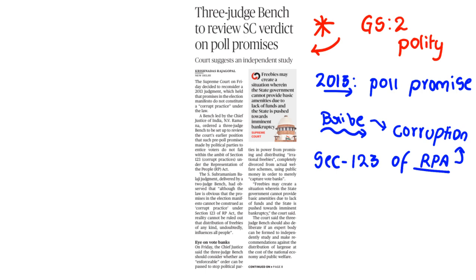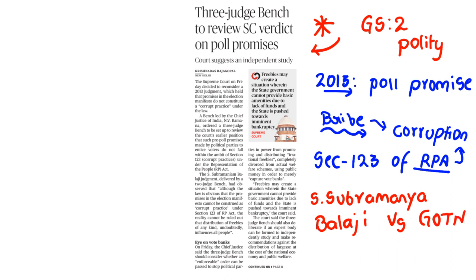So in 2013 one person went to court, and that is S. Subramaniam Balaji versus Government of Tamil Nadu. Clear? In this case the Supreme Court did not hold this person liable. Clear? So that is why the case was known as one of the cases on poll promises. And now another person's petition is against this judgment, and in 2022 the Supreme Court of India accepted to review this judgment. Clear? They said we are going to form a 3-judge bench. The 3-judge bench would review the Supreme Court verdict of 2013 on pre-poll promises.